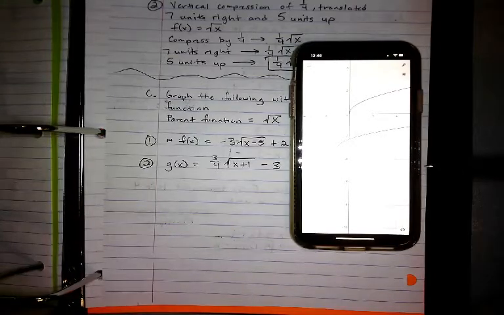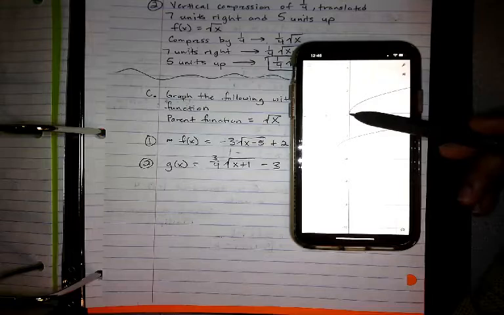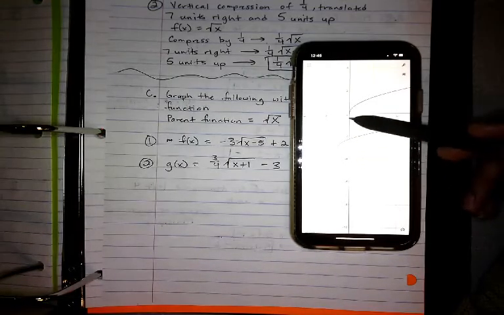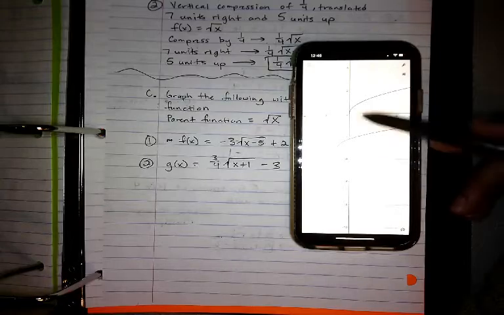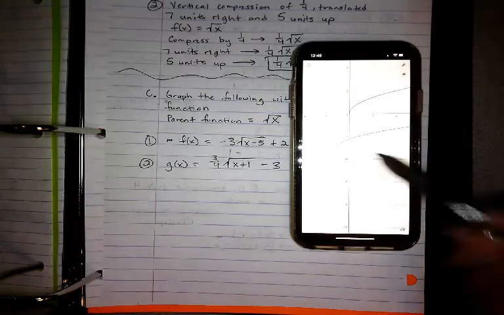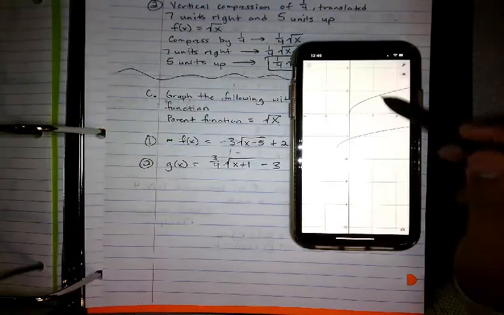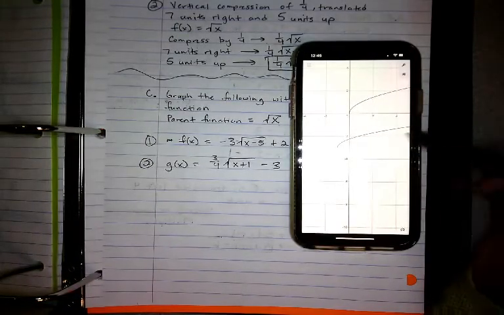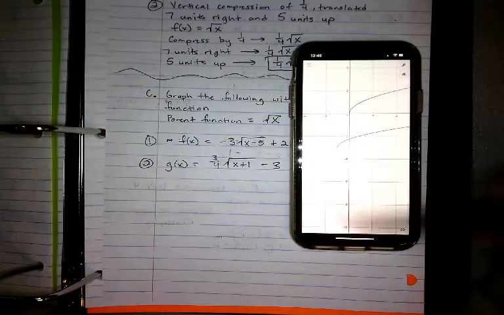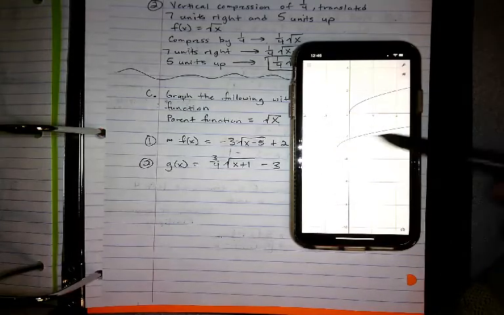Then I went minus 3. So it's here. 3 is in between the 4 and the 2. So it starts here. It went over 1. It went down 3. It's minus 3, so it goes down 3. The 3/4 makes it a skinnier graph. You see the curve here? There's no curve here. It's a compression. On the top it was a stretch, so it made it bigger, and it was negative, so it went upside down. This side is compression. It's a positive.